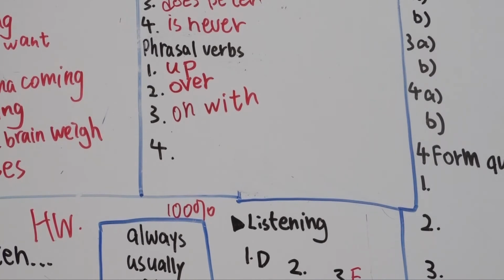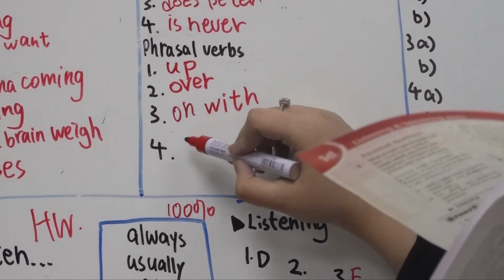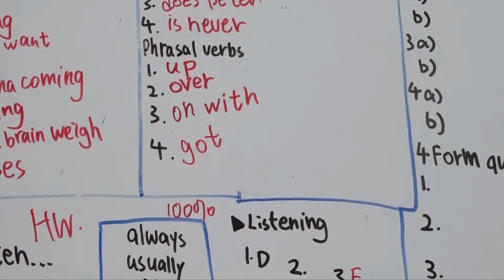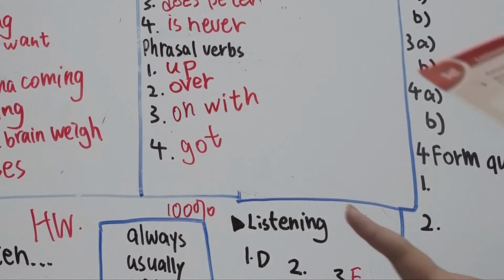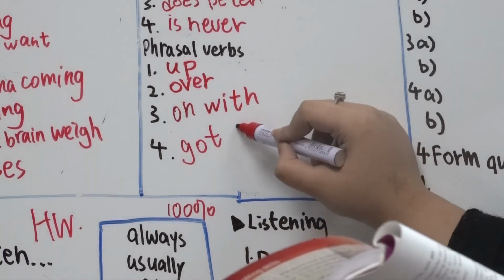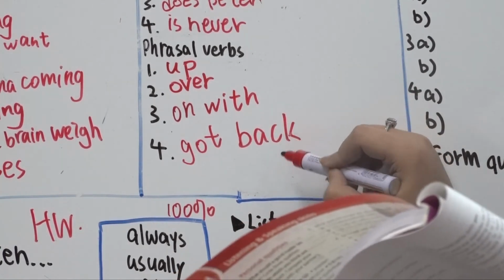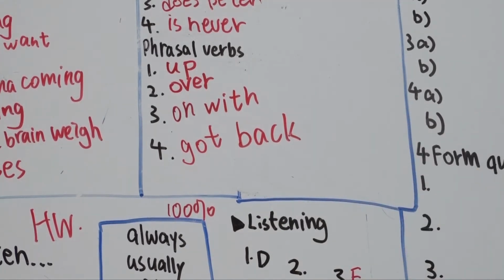Next one, she's happy because she's what her old job? Sorry, let's do it again. Number 4. She's happy because she's what her old job? She has got, she's means she has, alright? So get becomes got. So she's got her old job back. Alright?